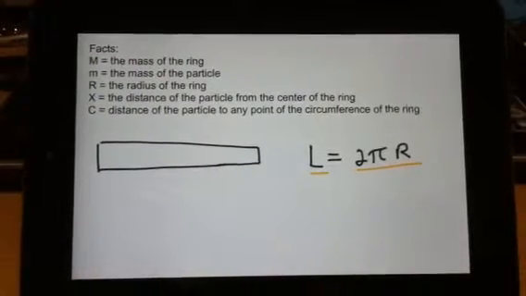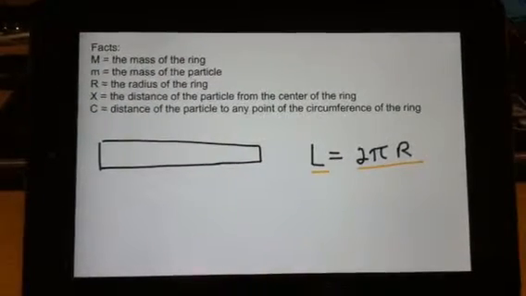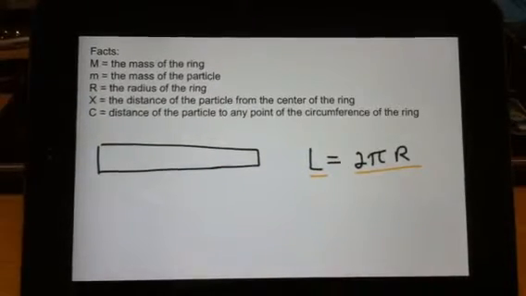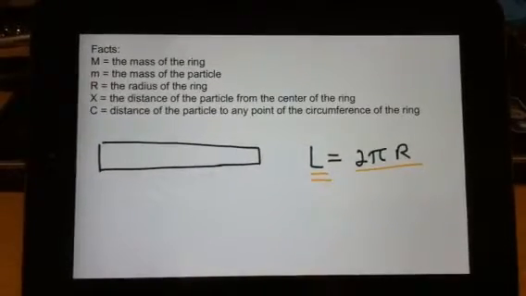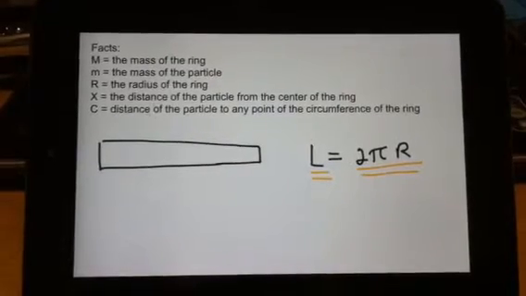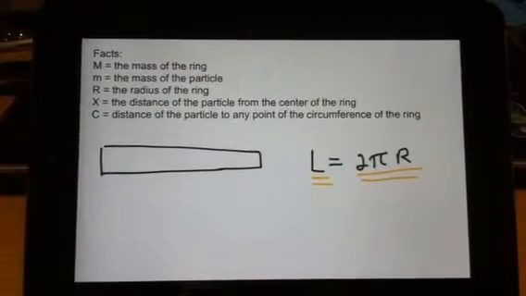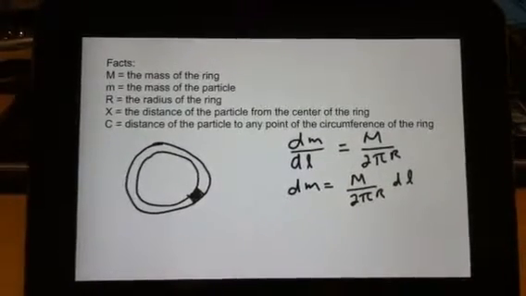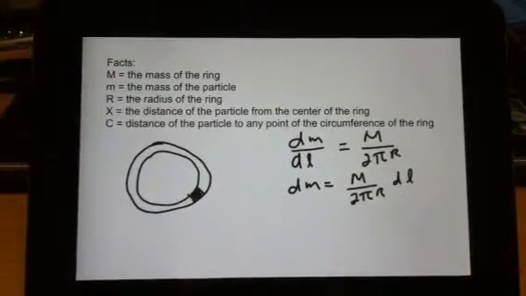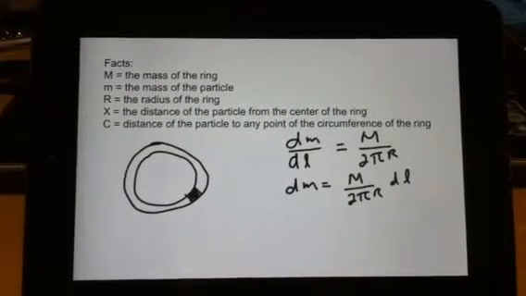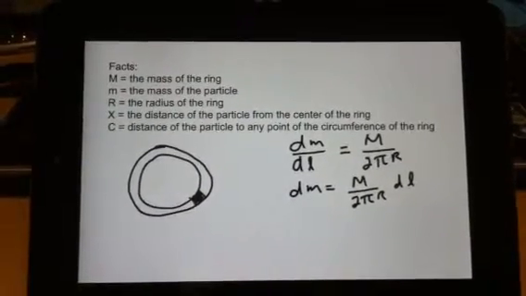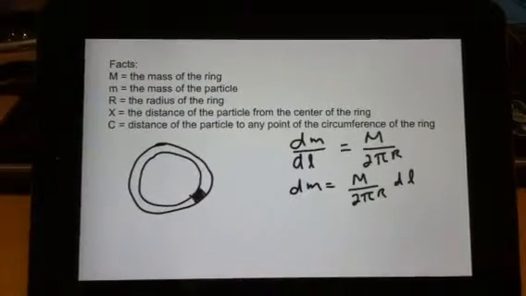If we were to open up the ring and lay it flat, we can say that its length is equal to 2 pi r, which is the circumference of a circle. To find the gravitational force that the ring has over the particle, we must add up the individual contributions that a single section of the ring contributes to the force.